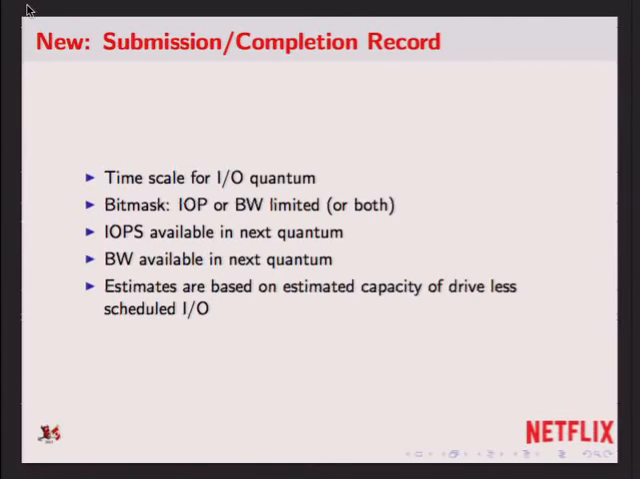So, like I was talking about, the completion layer has a couple of things in it. It has the time scale, I'm calling it an I/O quantum here, but that's the time scale that the device works best on. For a memory device, that would be nanoseconds. For a hard disk, that might be 50 or 100 milliseconds. It has a bit mask that tells whether or not this record was even filled in, as well as what's the limiting factor for this I/O, or both. And then it tells what the limiting factors are. And in this way, it communicates up the stack an estimate of what the drives are able to do.